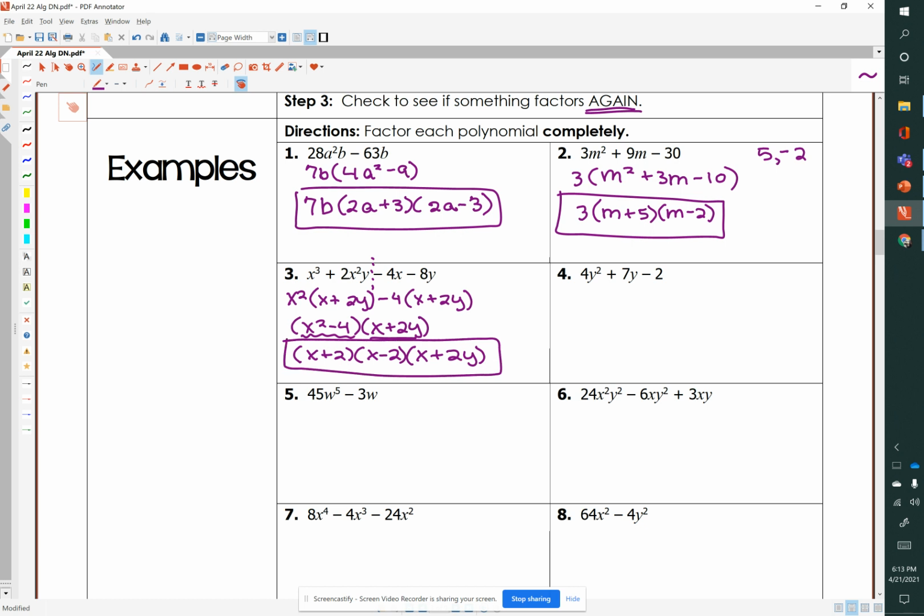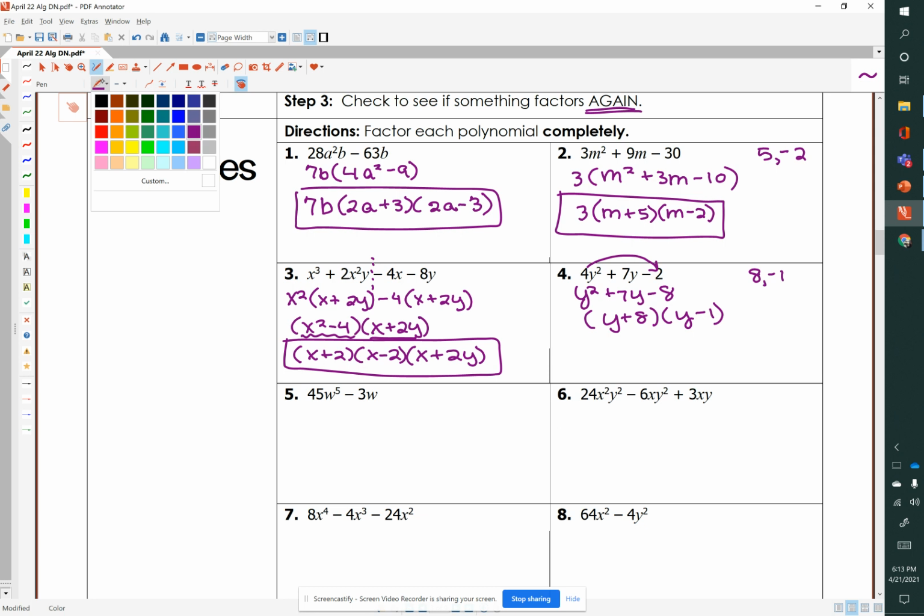Okay, number 4. With number 4, I believe we will use slip and slide. So multiply 4 times negative 2 to give us y squared plus 7y minus 8. We need two numbers that add to 7 and multiply to negative 8. So we will use 8 and negative 1. So that will give us y plus 8, y minus 1, and then we're going to divide both of those by that leading coefficient of 4.